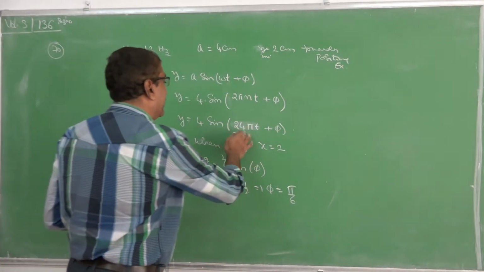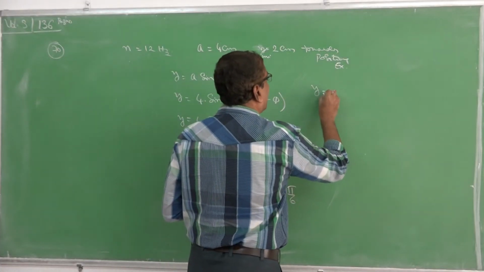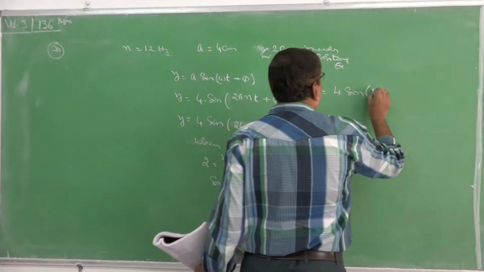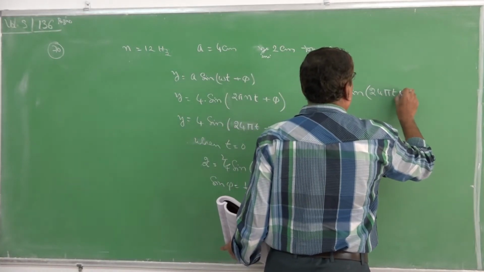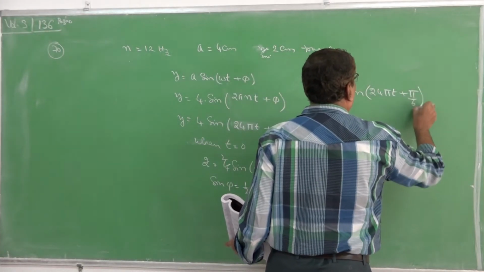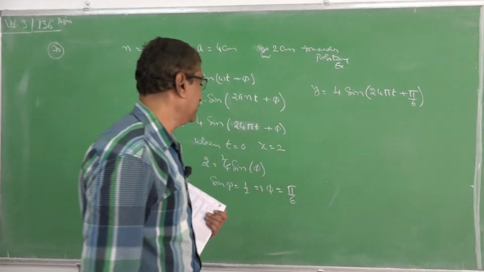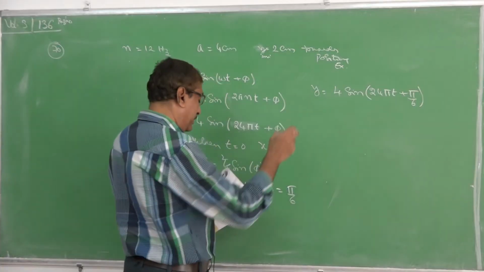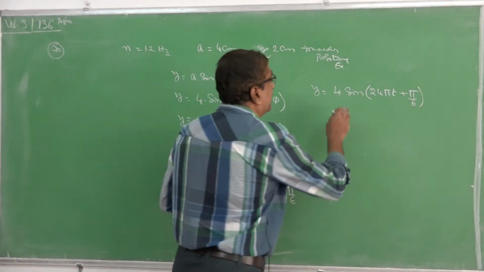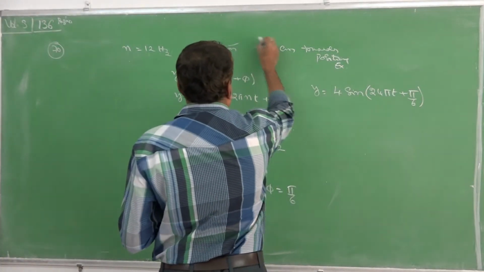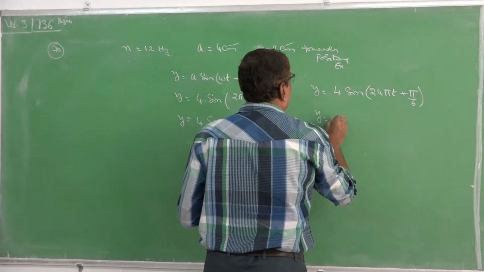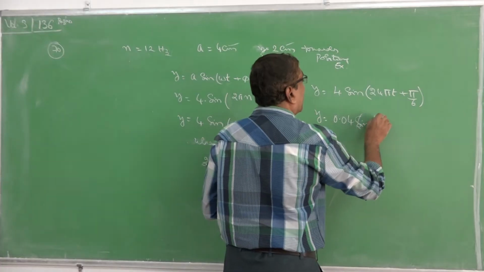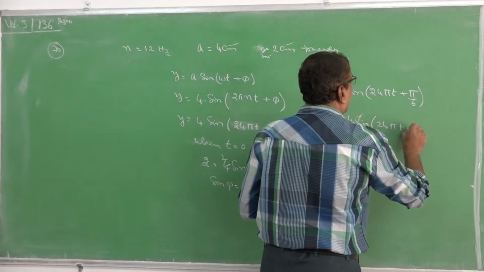So now this equation is y is equal to 4 sin(24 pi t plus pi by 6). This is the equation, but the options are given in meters, and because here it is in centimeter, we can write it as 0.04 sin(24 pi t plus pi by 6).